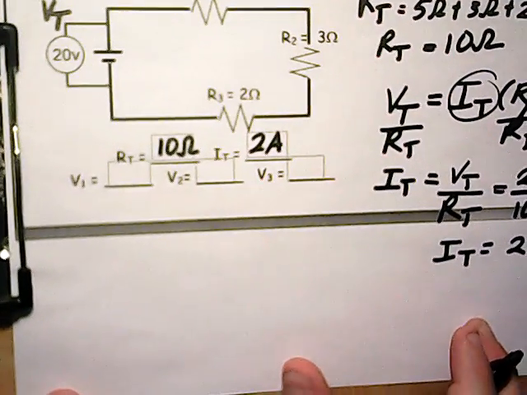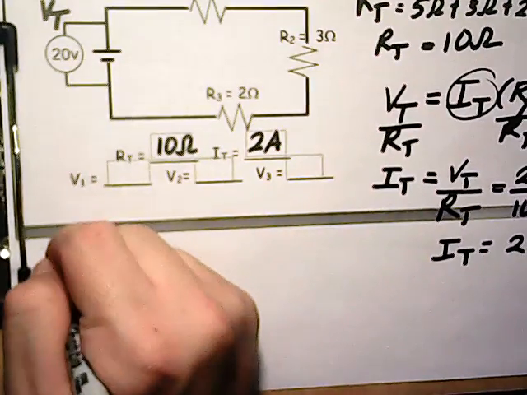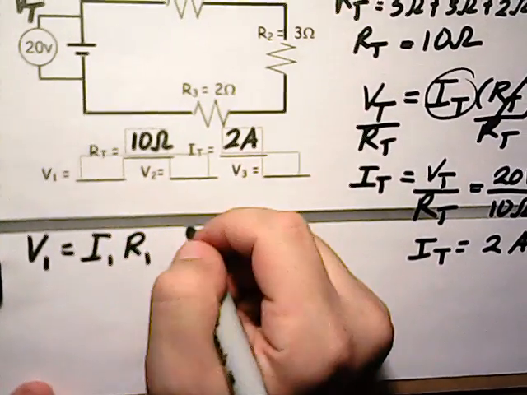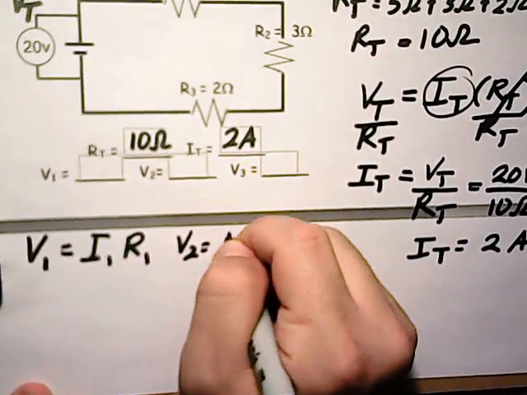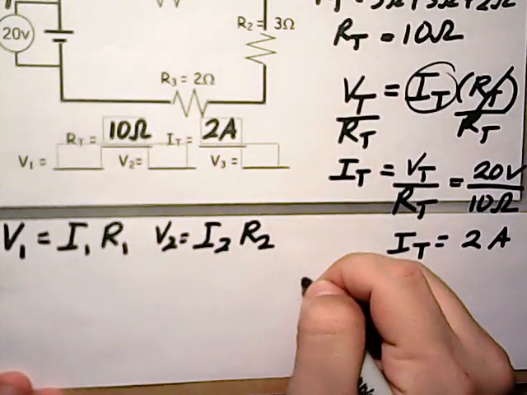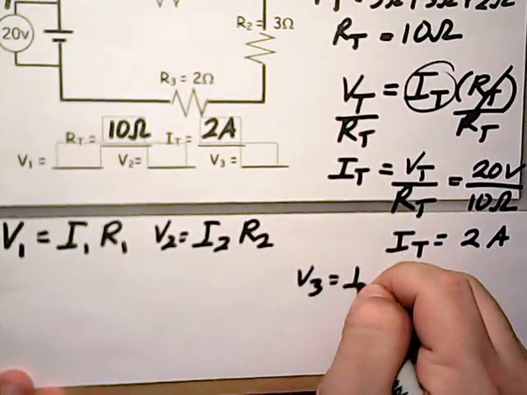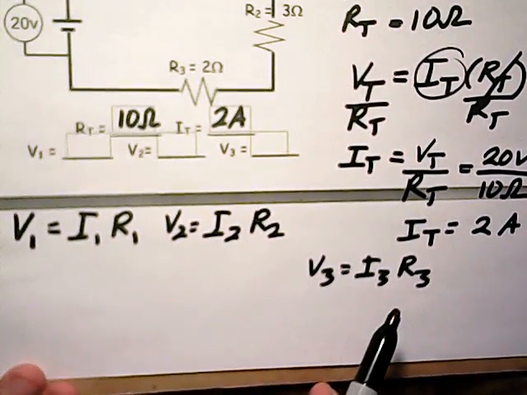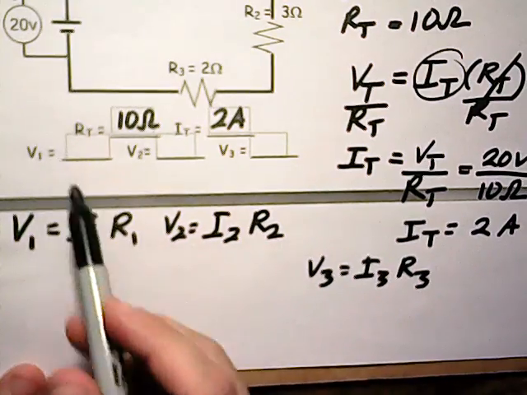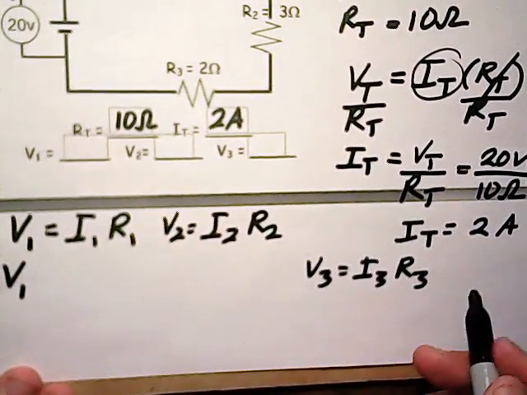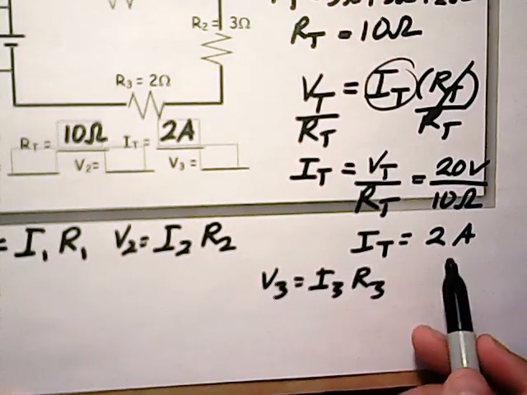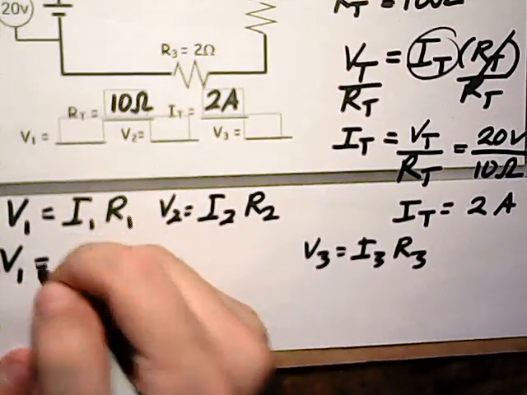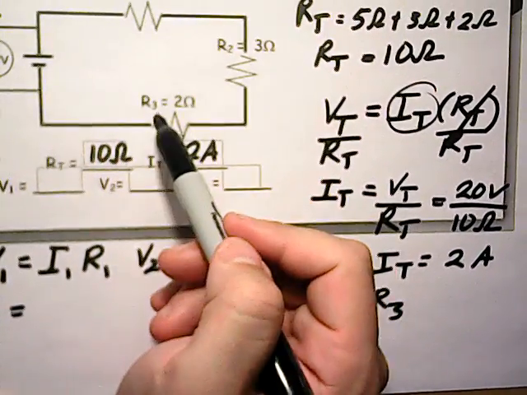Okay, from here, we want to solve V1, V2, and V3. So V1 is equal to I1 times R1. V2 is equal to I2 times R2. And V3 is equal to I3 times R3. So same equation, V equals IR, Ohm's law. Each of these cases we're solving for voltage, so we just need to plug in the current. And all of these, the current's 2, because the total current is going to be equal to the current in each individual spot, 1, 2, and 3.